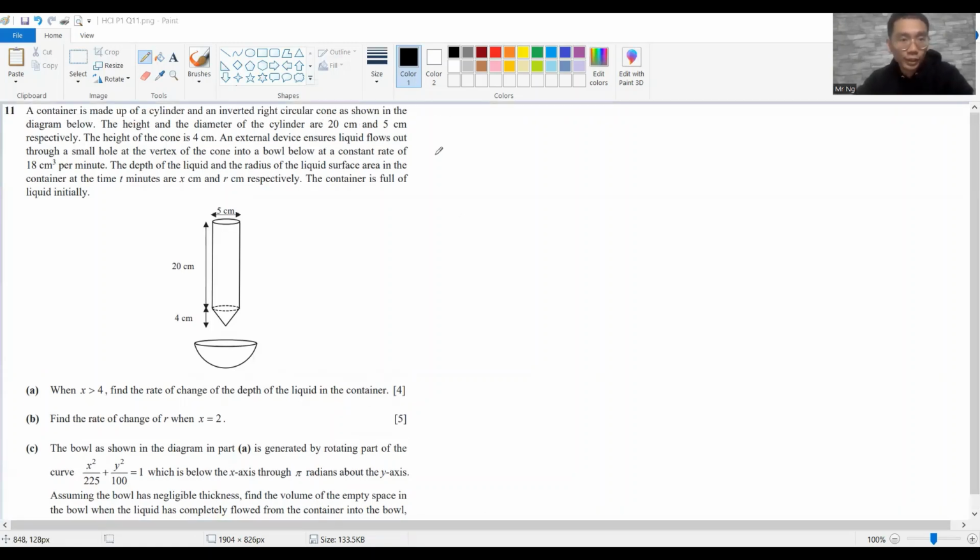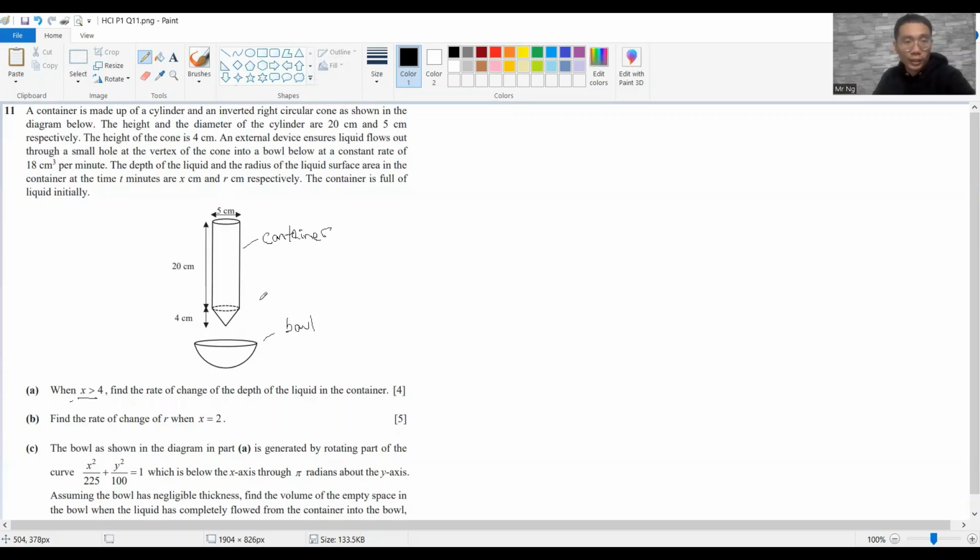Over here it says that this one is called a container. It's important, because otherwise when they ask you to find the rate of change of depth of the container, you don't know whether it is this one or this one. This one over here they call the bowl. All this kind of information, like x is a real number, x is more than 4, x is positive, is very important.